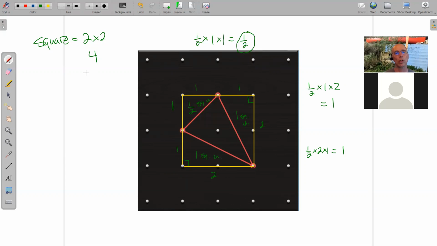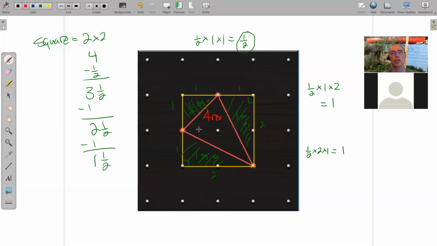So from the 4, I need to take away that 1/2, and that's going to leave me 3.5. So that gets rid of this one right here. Then I'm going to take away that one right there. That leaves me 2.5. So now this is gone. And then I'm going to get rid of that one by subtracting 1 again. And that leaves me 1 and 1/2. So the red figure, the red triangle inside, it looks like its area is 1.5 square units.